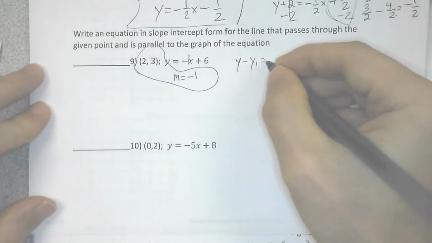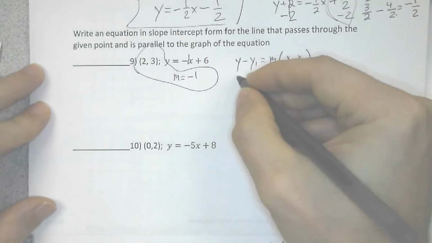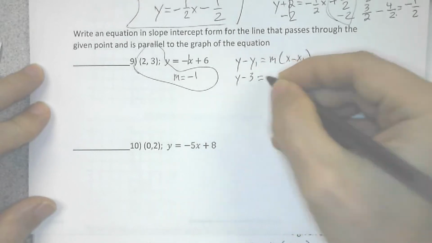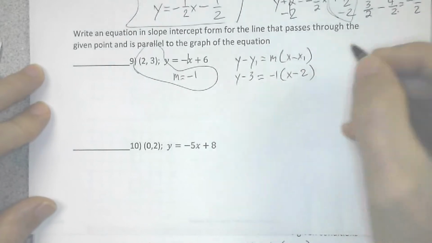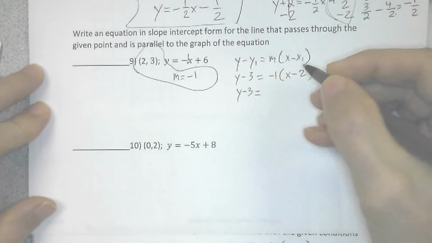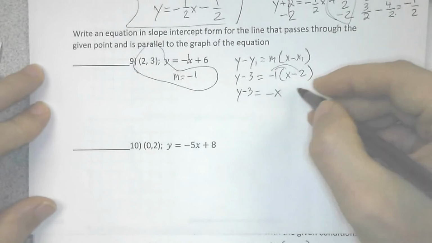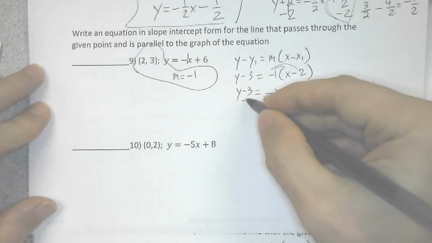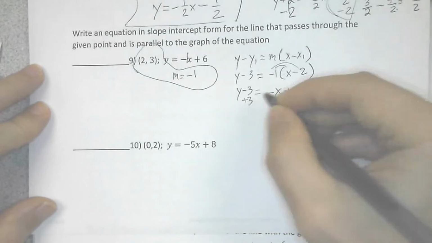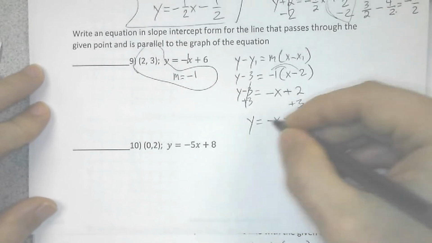So, y minus y1 equals m times x minus x1. Y minus 3 equals negative 1 times x minus 2. Y minus 3 equals, distributive property, negative x. And right here, signs are the same, so it's plus 2. I want to get rid of this 3, so I'm going to add 3 on both sides. And I get y equals negative x plus 5.